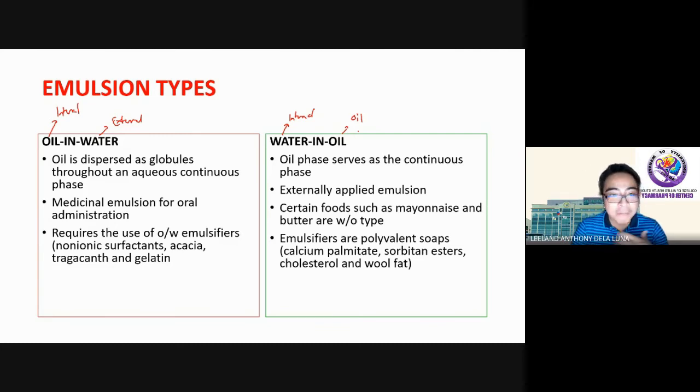Now class, in terms of pharmaceutical preparation, halimbawa yung iniinom, yung ginagamit natin as a medicine, majority class would be oil in water, kasi gusto natin class, mas ma-absorb yung ating gamot. Okay?